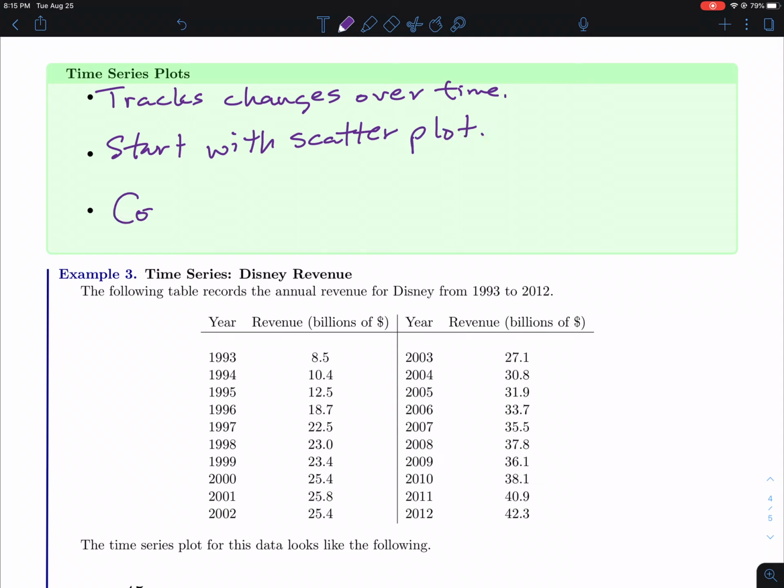And then what we do is we connect the dots, but instead of trying to make it curved and make it try to fit, what we want to do is actually connect these dots with straight lines going from point to point. So we don't want this to look like a nice curve. It's going to look jagged and things like that.